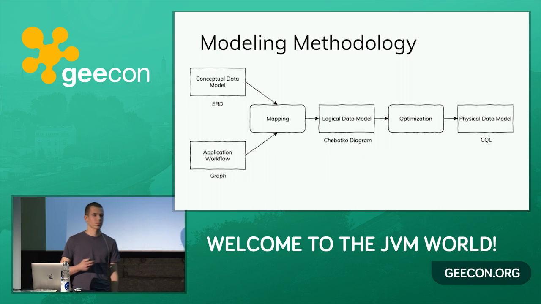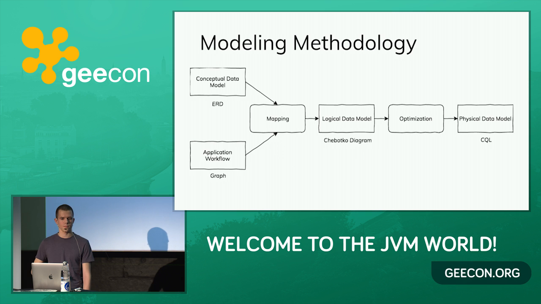And then you perform the mapping. You apply some mapping rules, and you combine this entity relationship diagram together with this workflow. And the result is the logical data model in the form of the Chebotko diagram. I will show you such a diagram in a moment. And when you have such a diagram, you can apply some optimizations and actually produce the physical representation in the form of the SQL, so it's Cassandra query language.